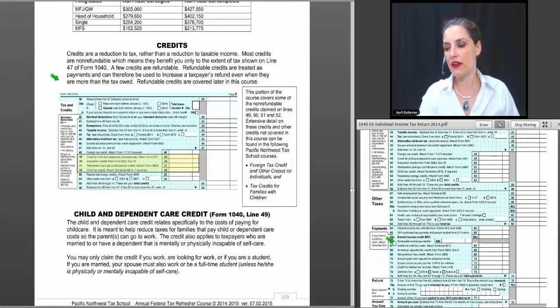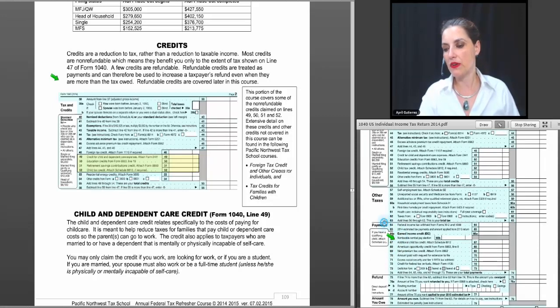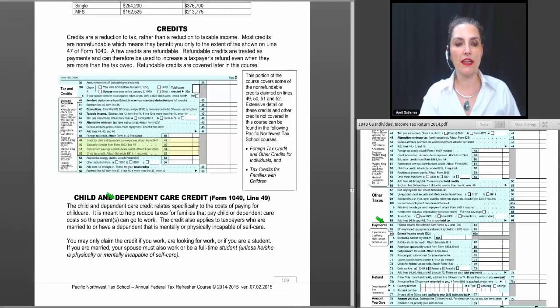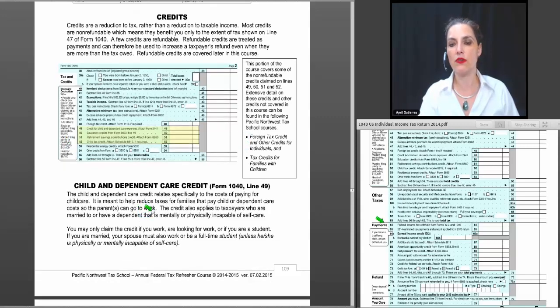If you are eligible for a refundable credit, those credits are shown here under the payments section. Refundable credits are going to be covered a little bit later in our class today. So for now, we're going to look at lines 49, 50, 51, and 52. Our course will cover these credits, and if you want to learn more about these credits, you can take our course called Foreign Tax Credit and Other Credits for Individuals, as well as Tax Credits for Families with Children.